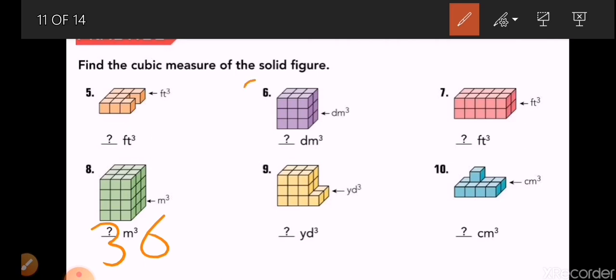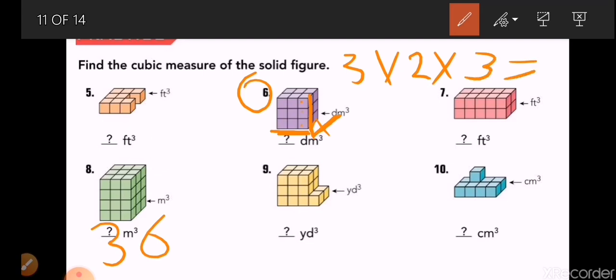Let's see number 6. It's regular. I can use also my formula. Volume equals length multiplied by width multiplied by height. Okay, where is the length? Here it is. They are 3. Multiply. Where is the width? Here it is. From the front going to the back, this is the width. They are 1, 2. Where is the height? From down to the top. 1, 2, 3.